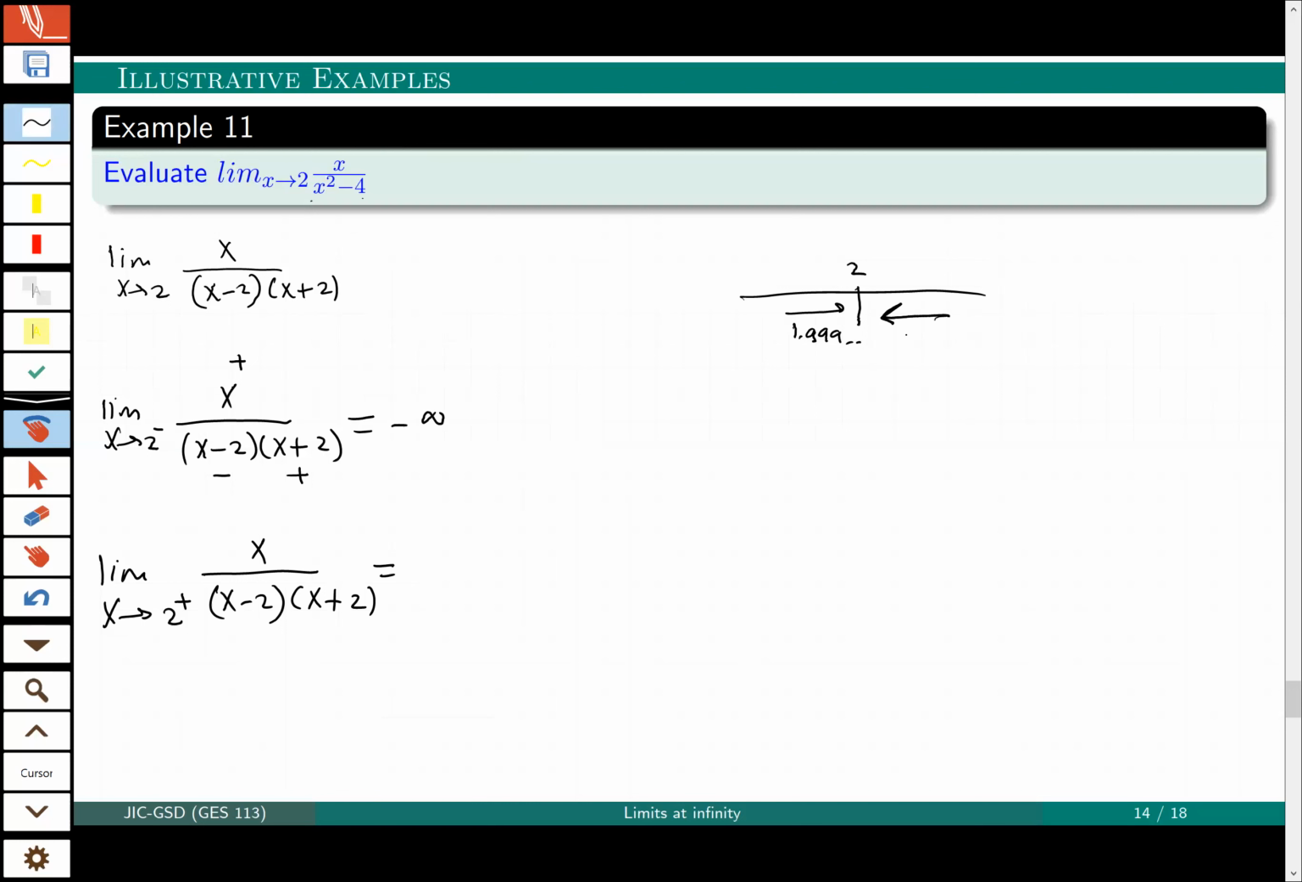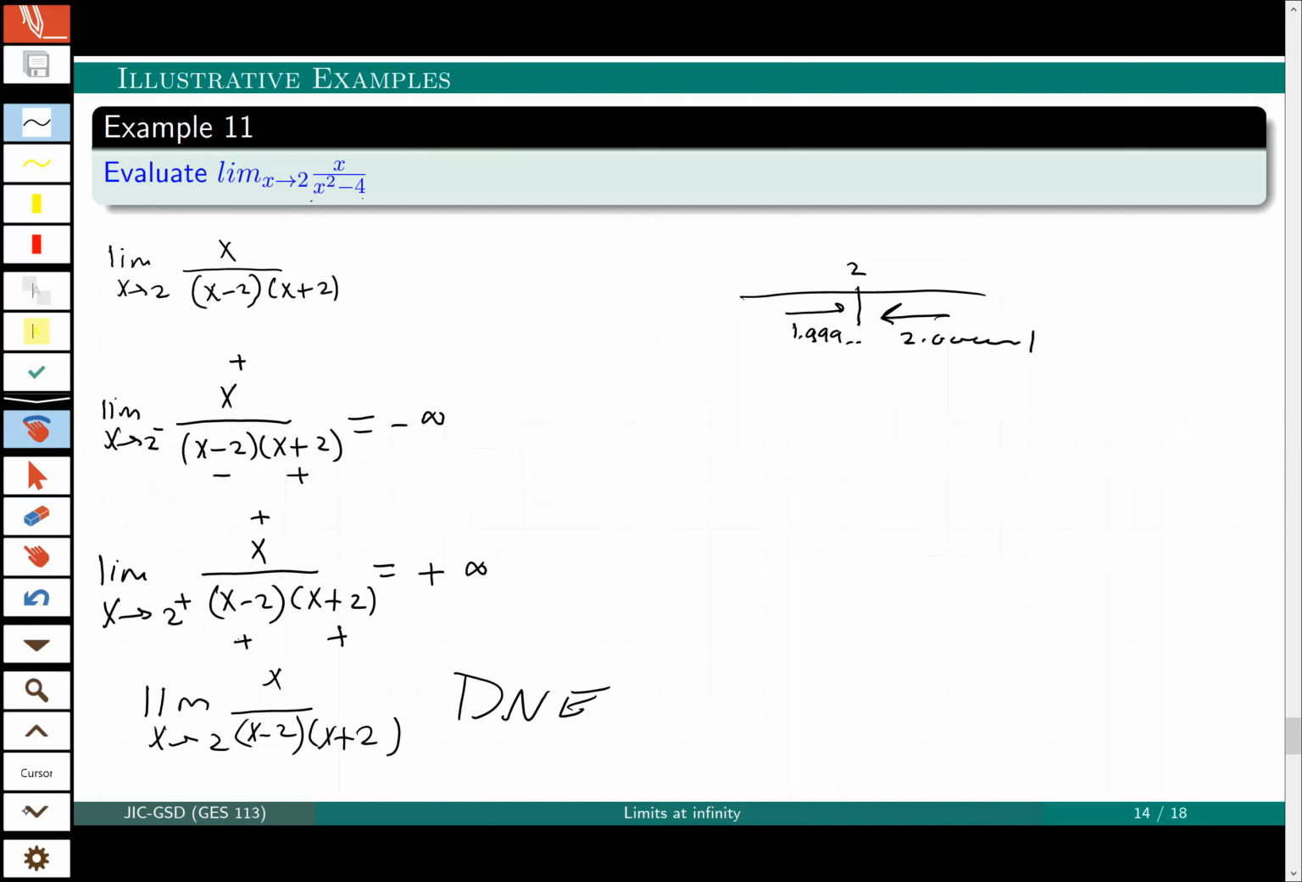When I'm at 2 from right, meaning 2.0001, that will be positive. That will be positive again, and that will be positive, so I'll get plus infinity. So what's my conclusion for the limit when x goes to 2? Since the limit from left does not equal the limit from right, we could say this does not exist.